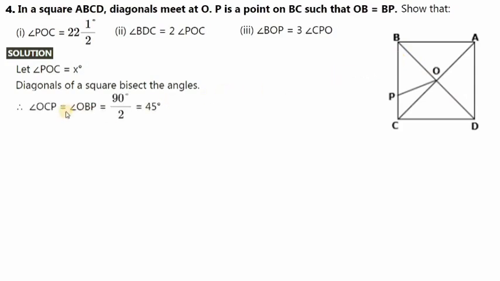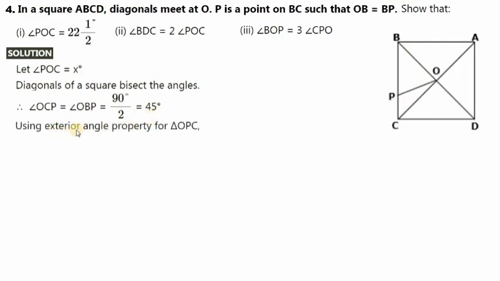So that's why we have angle OCP. Similarly, OCP is this angle and this angle, both will be 45 degrees each. And OBP, meaning this angle, so both angles will be equal to 45 degrees each.